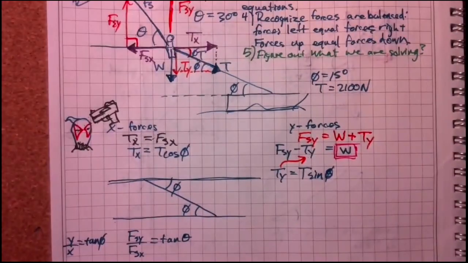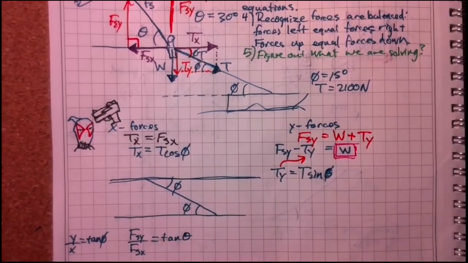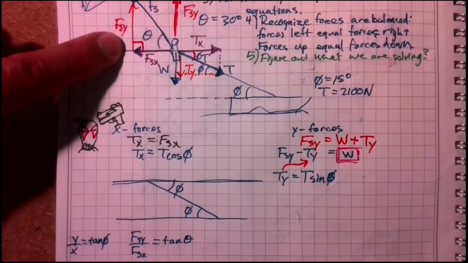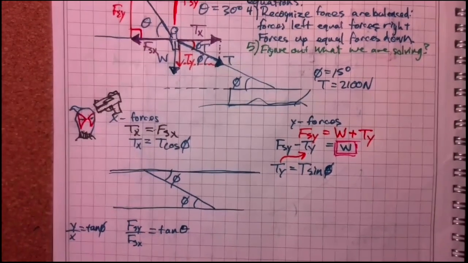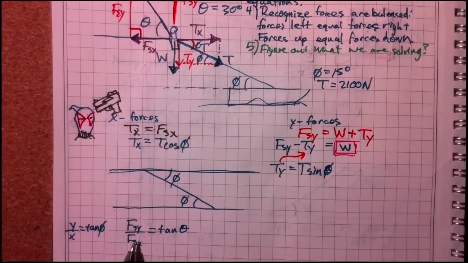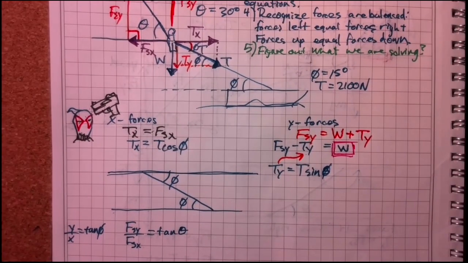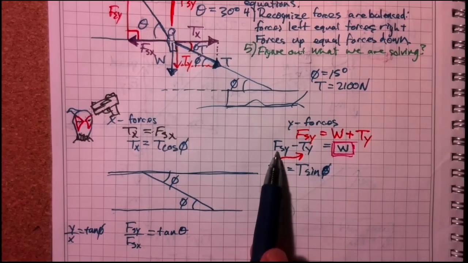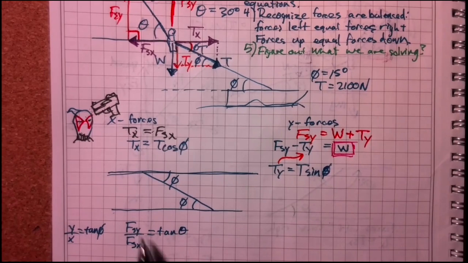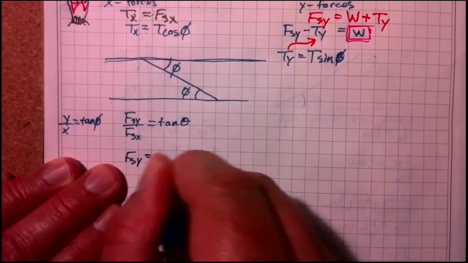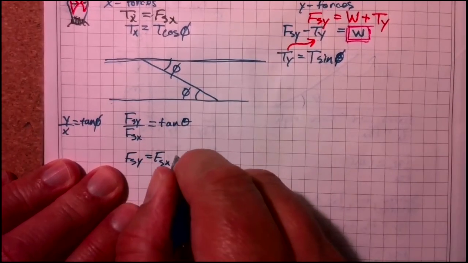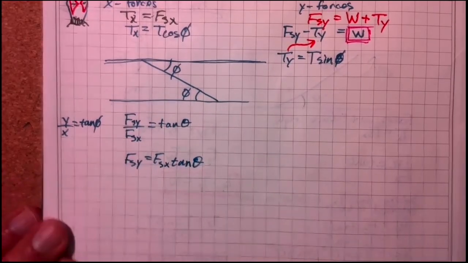Zoom out here. So here's our triangle. This is our triangle. So here's our y component, here's our x component, and so we're just going to use tangent here. Oh, we're after F of s of y. And now we can get it. So I'm going to solve for F of s of y here. F of s of y is going to equal F of s of x times tangent of my angle theta.